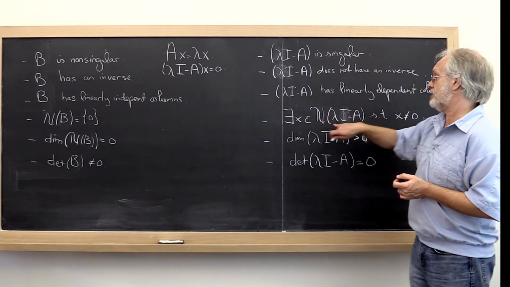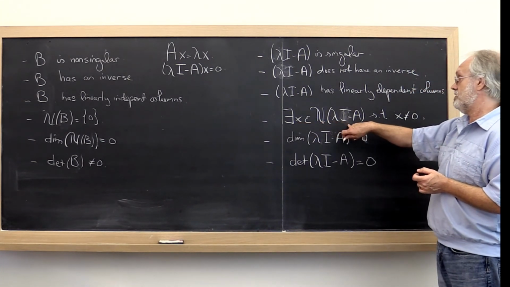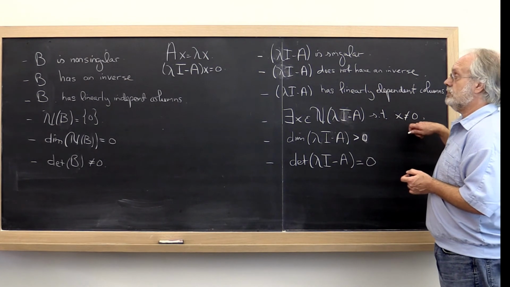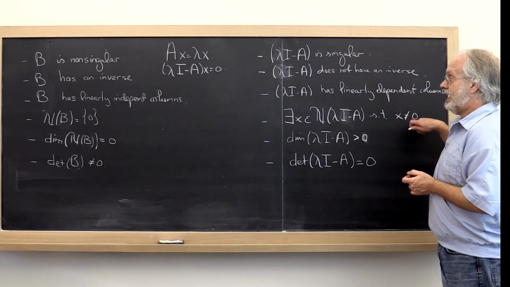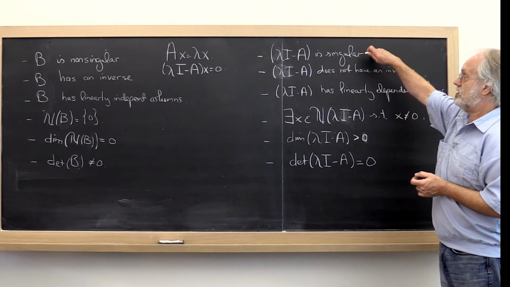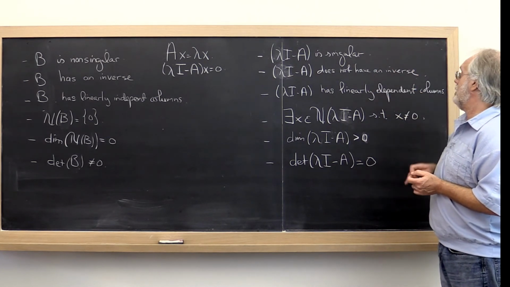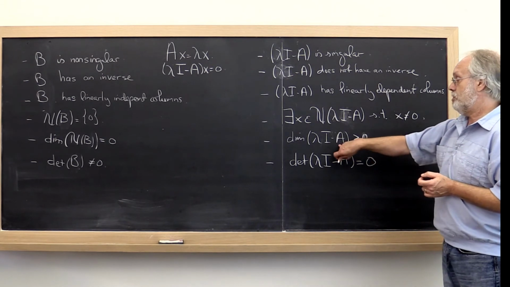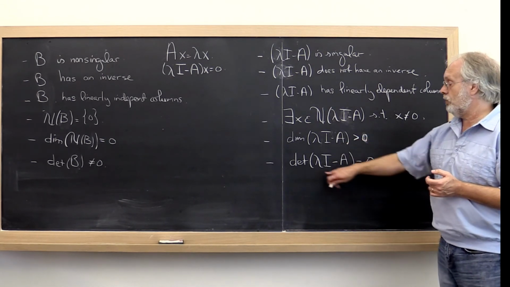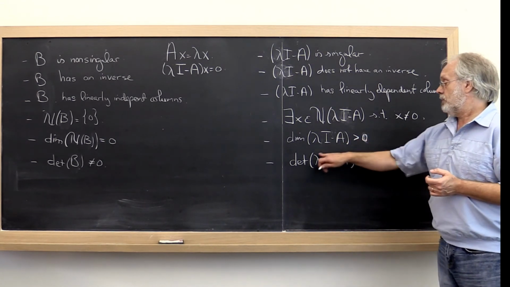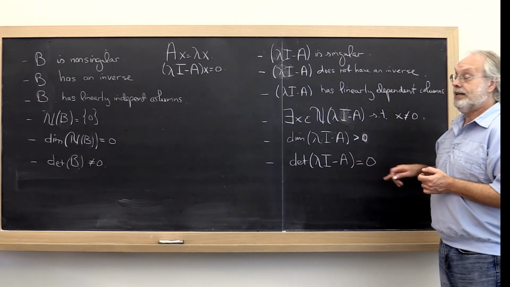Inherently there exists a vector x such that it is in the null space, and it's not 0. And what that then automatically means is that the matrix is singular. It does not have an inverse. It has linearly dependent columns. The dimension of the null space is greater than 0, and the determinant of this matrix right here is 0.